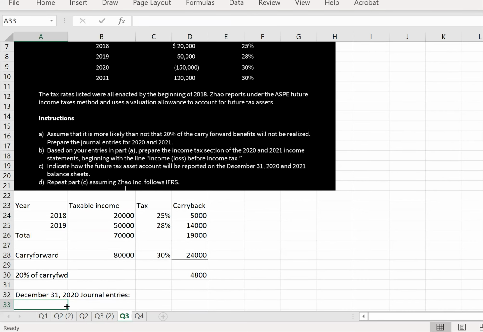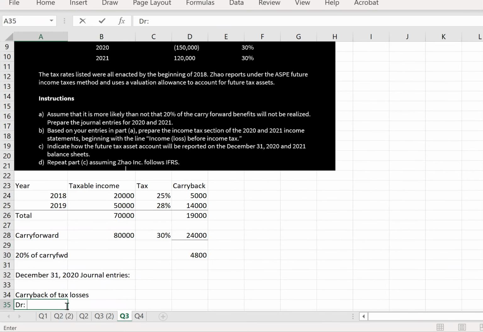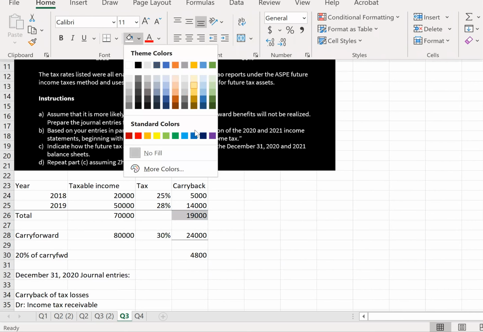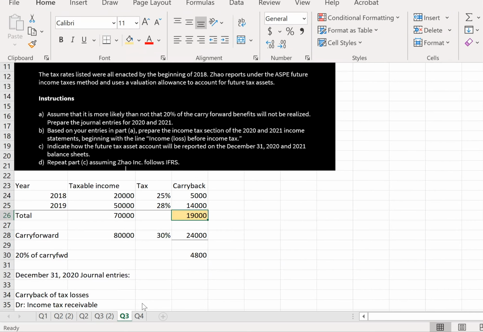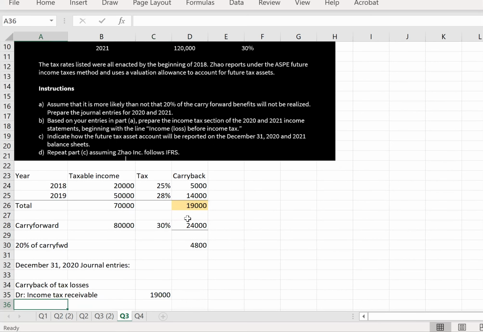So the first journal entry that we're going to have is to reflect the carryback of tax losses. And so our entry is going to be debit, income tax receivable, because we actually can get a check from the government for this amount. And we're going to have this amount here, 19,000. So this is going to be 19,000. And then we're going to have credit, current tax benefit.